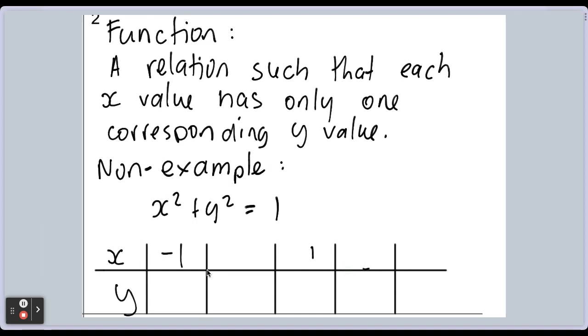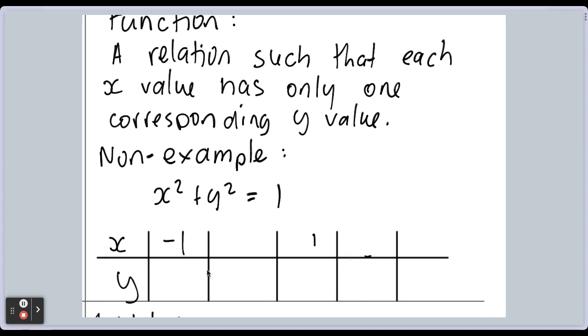And I've got here x squared plus y squared equals 1, a bit similar to the example I did on the board before I was doing the video. So if I substitute, this is a non-example. If I substitute the value -1 and solve, I'd get -1 squared here, which would be 1. And then if I subtract 1 from both sides, I would get 0. So y squared equals 0, and that means that y is equal to 0. Is that okay?